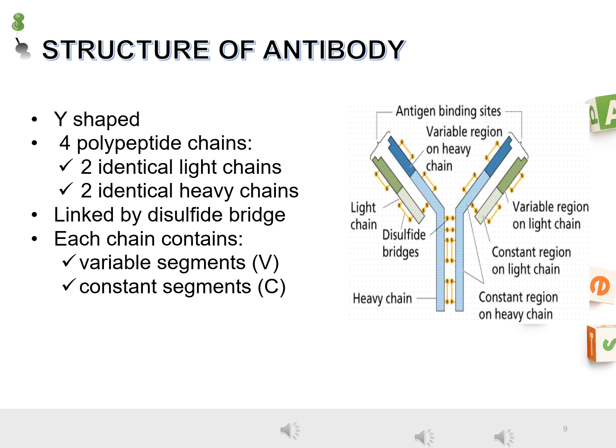All four chains have a variable V region and a constant C region. The V region of a heavy chain and light chain combine to form an antigen binding site on each arm. The C region determines the mechanism of antibody action, for example, whether it can bind complement proteins. Okay. The next video will explain the detailed structure of antibody.